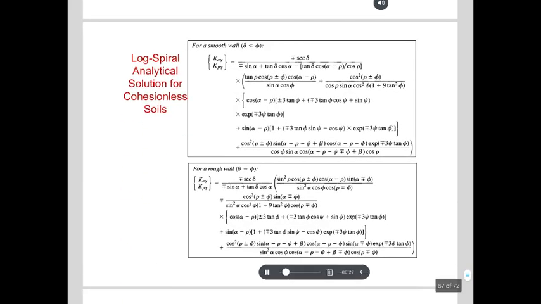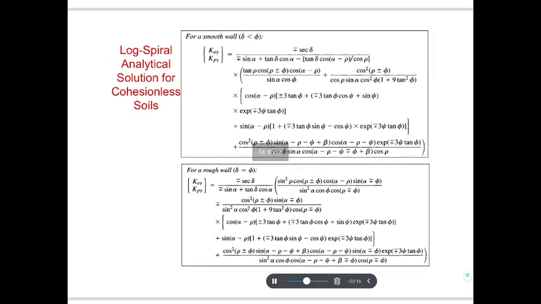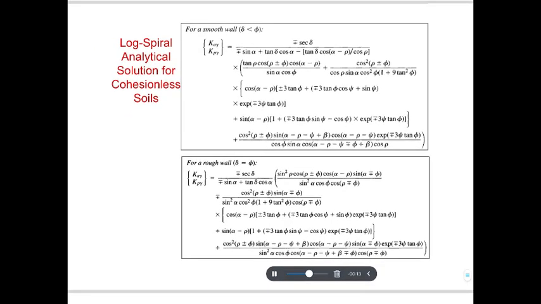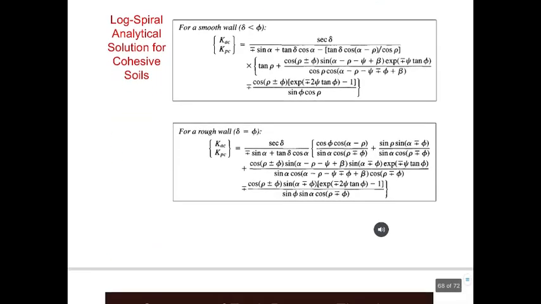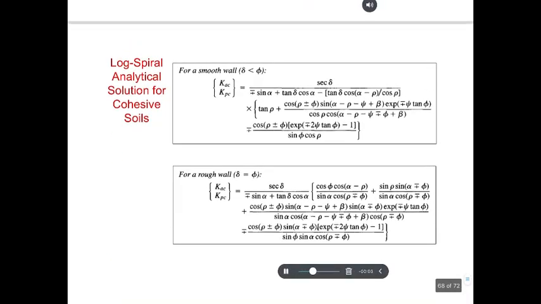Caquot and Kerisel actually came up with analytical solutions based on the log spiral failure surface, both for cohesionless soil and cohesive soil. And in this slide you can see that there are two equations. One is for a smooth wall, the other one is for a rough wall, and the equations are very complex and not easy to use. That's why Caquot and Kerisel came up with the graphs or tables, as we saw earlier. These are the analytical solutions for cohesive soil.